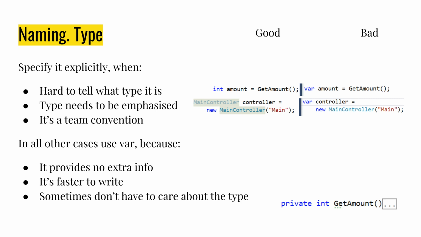In other cases, by default, you should use var because it provides no extra info. With var, you don't lose anything, you don't lose any info, and providing a type when type is obvious is just redundant because it doesn't give you any extra info. So it's faster to write that way, and sometimes you simply don't care what the type is and you just want to pass it around. There are those cases.